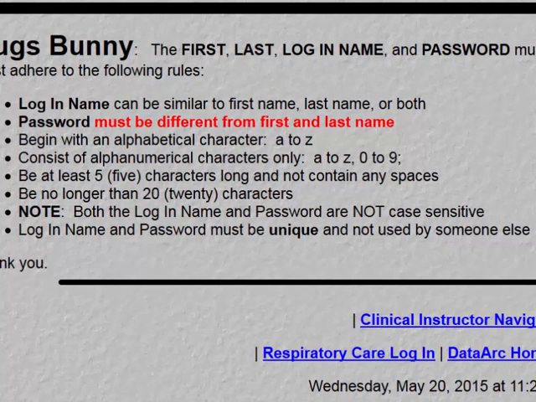The login name can be similar to the first and last name or both, but the password must be different. So it has to begin with an alphabetical character from A to Z and can consist of alphanumeric characters only, A to Z and 0 to 9. It must be at least 5 characters long, but no longer than 20. Note that both the login name and password are not case sensitive, which is always nice. Login name and password must be unique and not used by someone else.